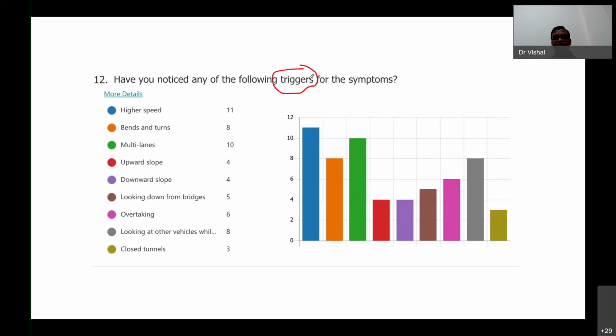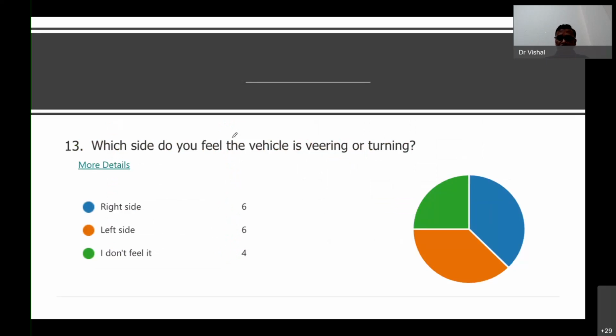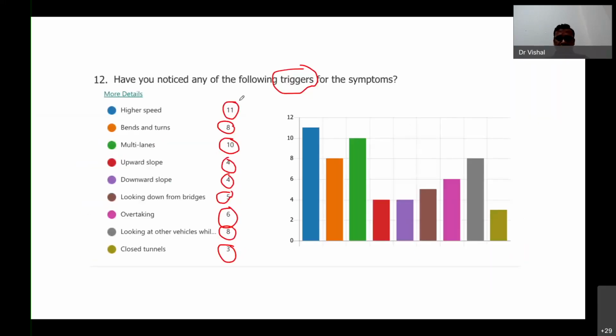One of the questions was, what were the triggers. Most of the participants answered that higher speed was a trigger, multiple lanes was a trigger, looking at other vehicles while driving, bends and turns were common triggers, and overtaking was an issue. Looking down from bridges and a downward slope, four patients had an issue, and an upward slope, four patients had an issue. Closed tunnels were a problem for three. But of course, many of them had more than one of these triggers.